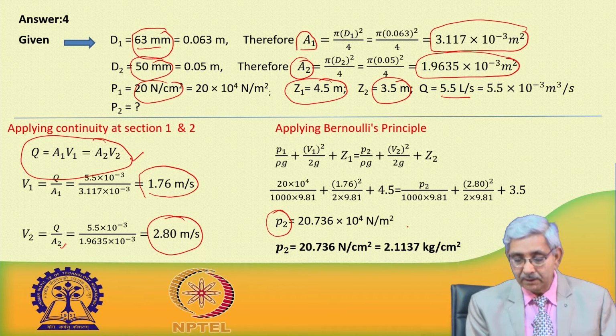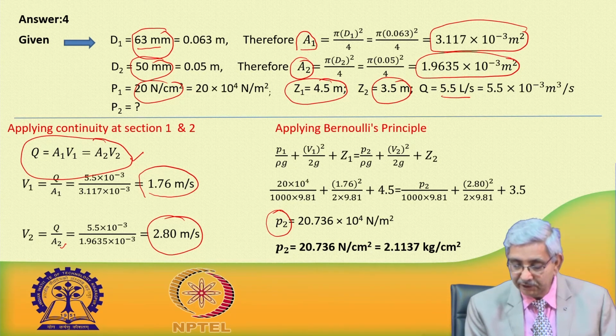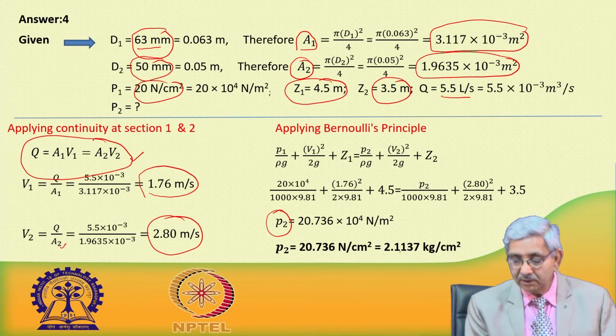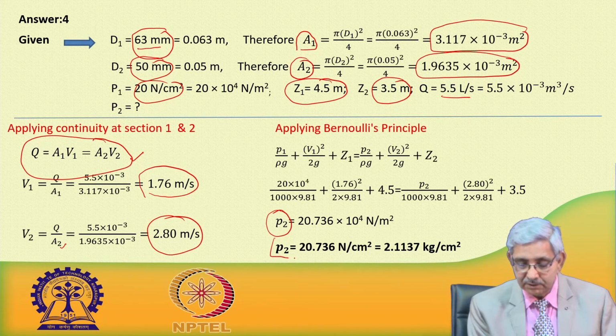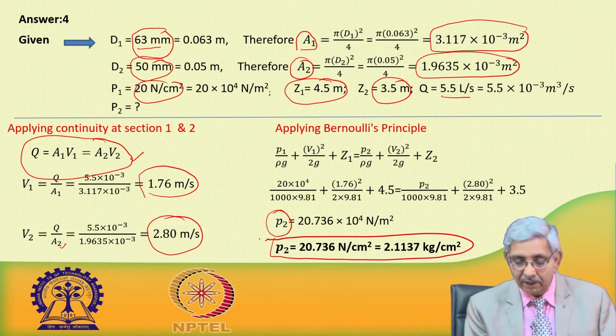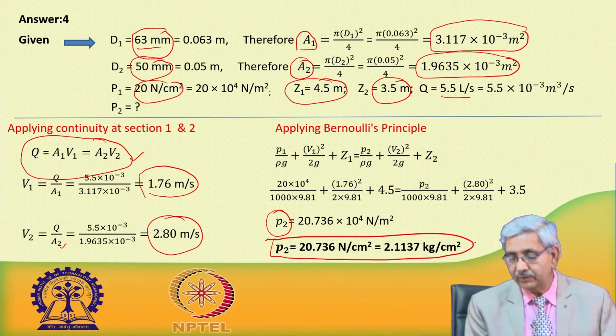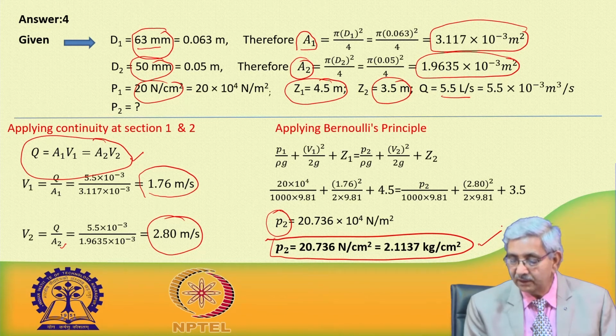Or this can be further converted by dividing 20.736 Newton per centimeter square by 9.81, and then we get 2.1137 kg per square centimeter. So, this is the value of the pressure at section 2. This is the desired answer which was asked in the question.